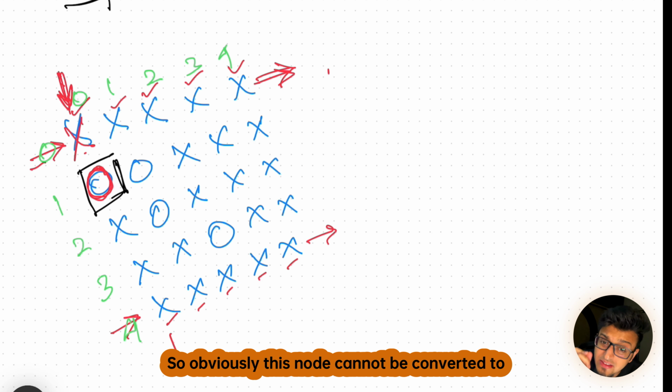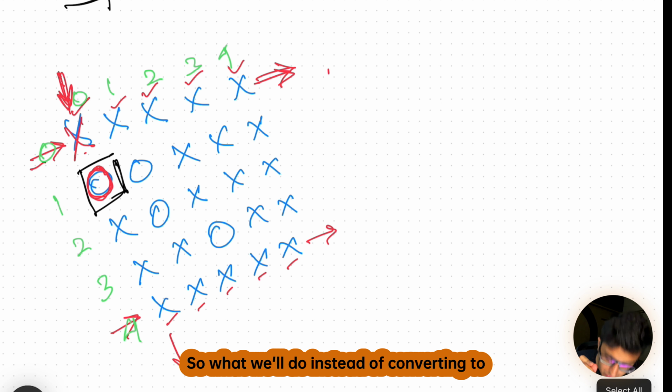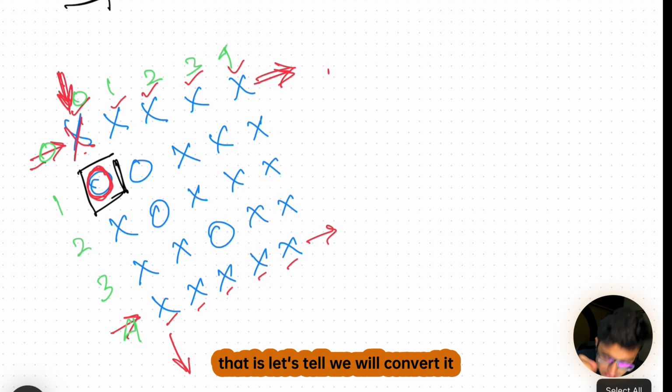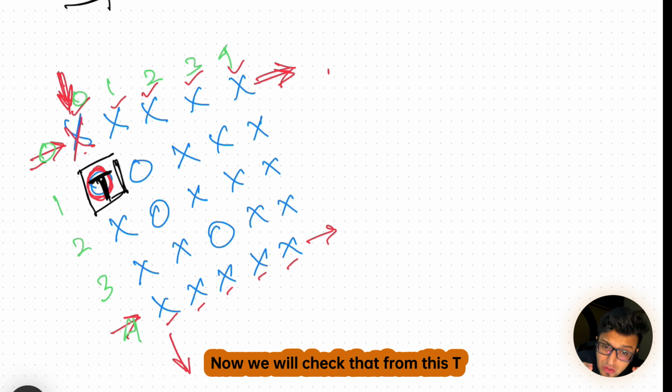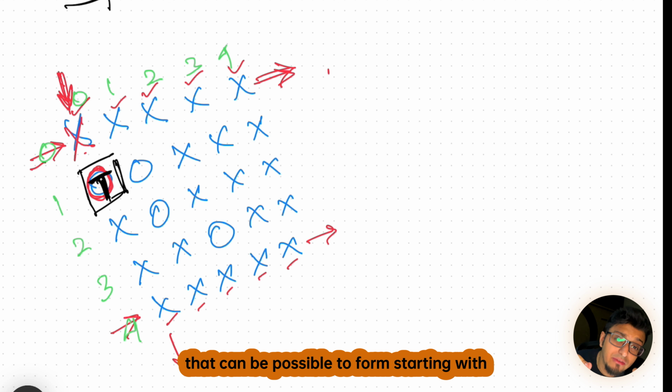So obviously this node cannot be converted to an x, as we know from our observation. So instead of converting to x, we will convert it to a different thing. Let's say we will convert it to t. Now we will check, from this t or this O, what are the other regions that can be possible to form starting with this index.